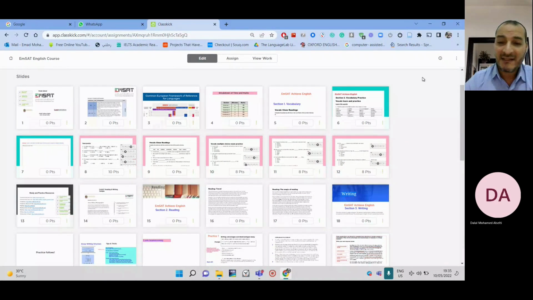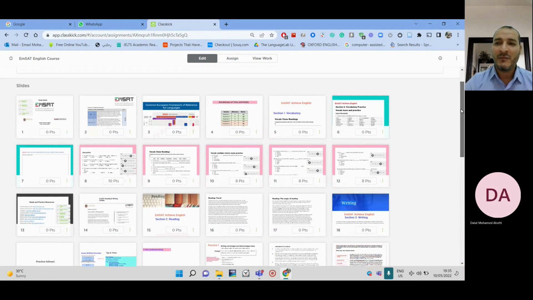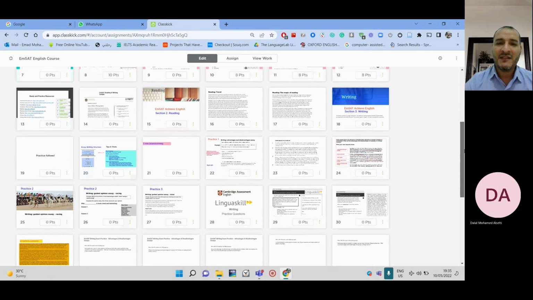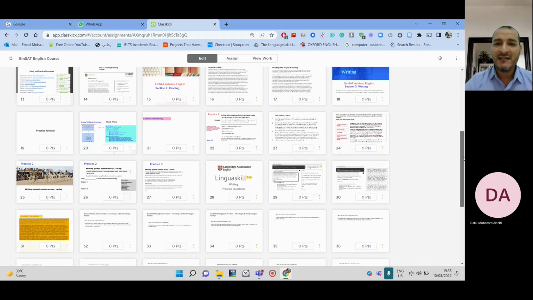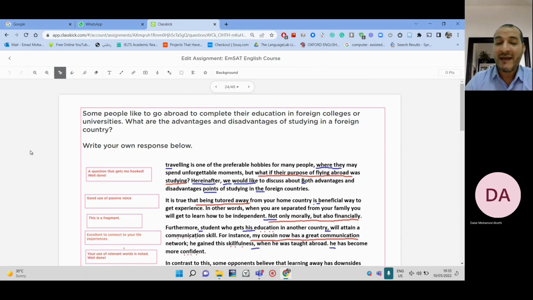Bismillah ar-Rahman ar-Rahim. Kindly note that this class is being recorded. Here is our interactive platform, ClassCake. Yesterday we did the advantage and disadvantage writing. So today we will get some feedback on your own writing. I'll give you some feedback. After that, we will carry on with another writing, or we may have a vocabulary and grammar session. It's up to you.